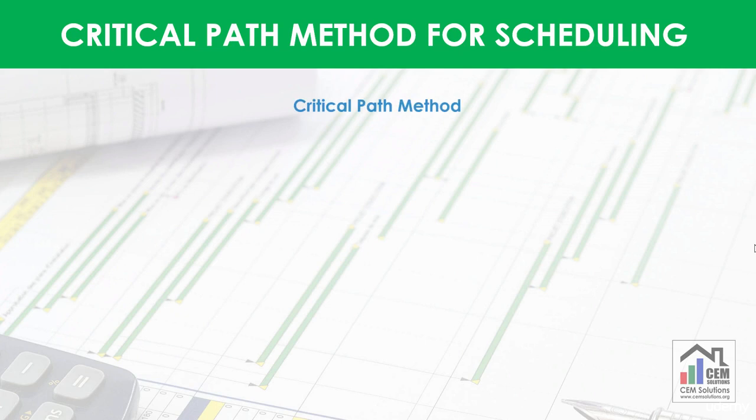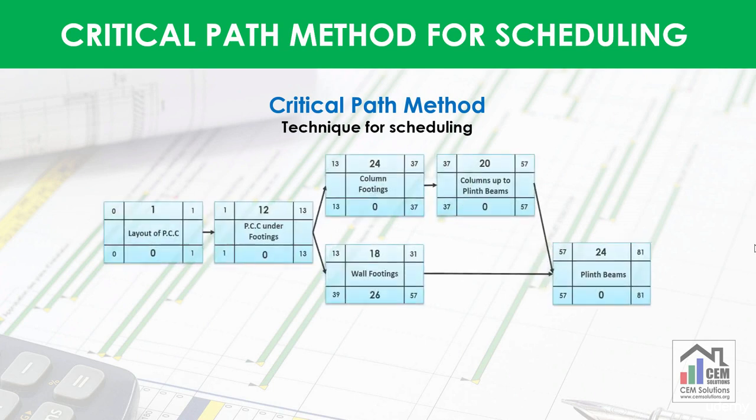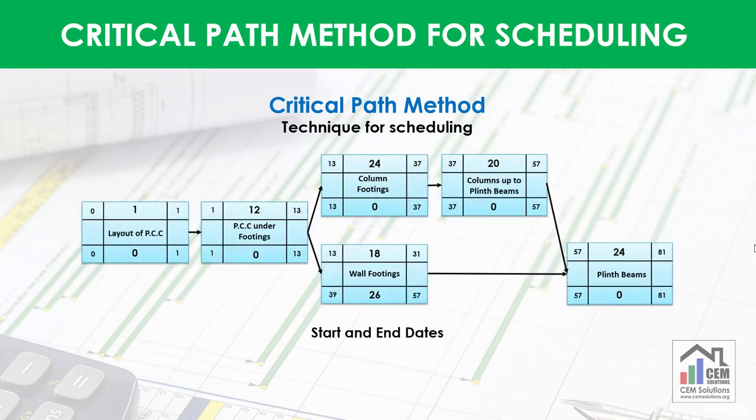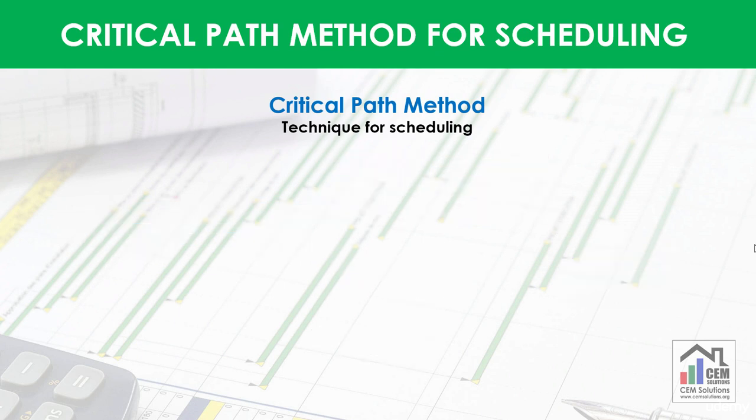Critical Path Method, or CPM, is a technique for scheduling. In this technique, a mathematical algorithm is used to calculate start and end dates of activities. These dates are then used to calculate floats and critical path. We'll see this algorithm in detail in one of our coming lectures. For now, let's see the CPM technique in detail.